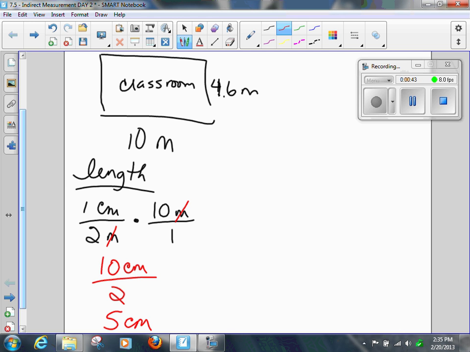No, 10. But why can't I have the 10 on the bottom? Because centimeters should be beside each other, and the meters are. No. Look at what I'm trying to do. What we're doing is we're converting measurements using our guide. I want centimeters because what I'm trying to come up with is the scale drawing measurement.